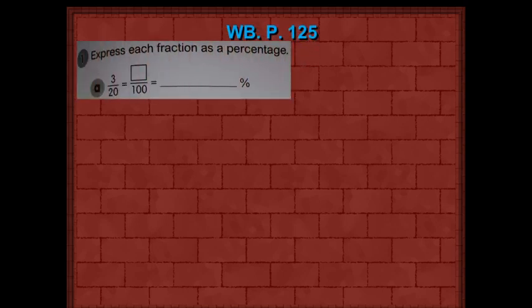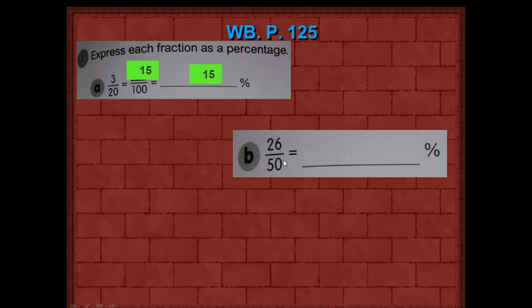Next, let's go on to workbook page 125. Now, number 1, express each fraction as a percentage. Number 1a, 3 over 20. As we know, the denominator should be 100. So that means 20 times 5 equals 100. And then 3 times 5 equals, yes, that's true, 15. So 15 over 100 equals 15%.